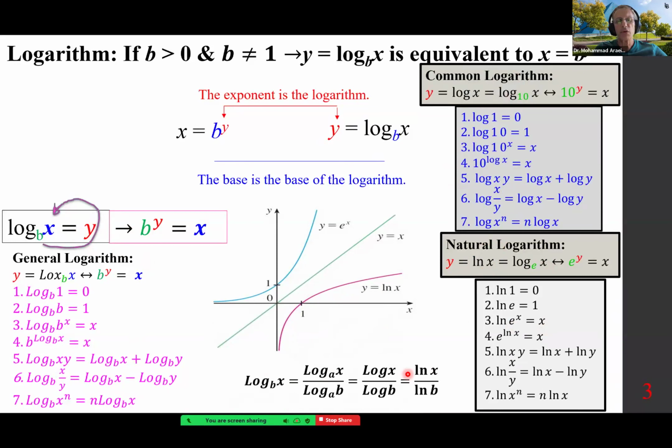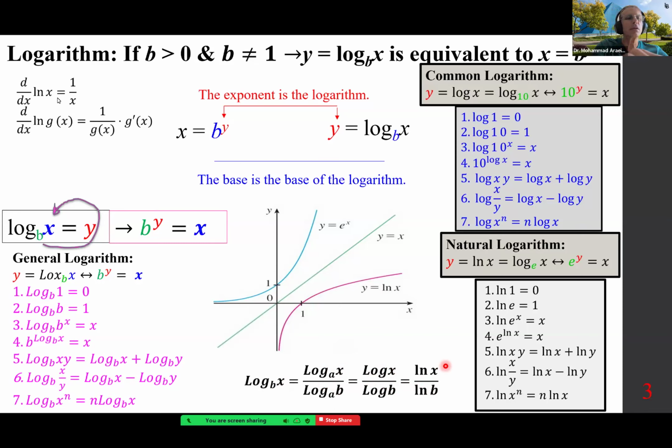This is the change of base formula. Log x base b is log x over log b with any base, base a in general. If we don't have the base, that means common log. And if we put ln, that means natural log.